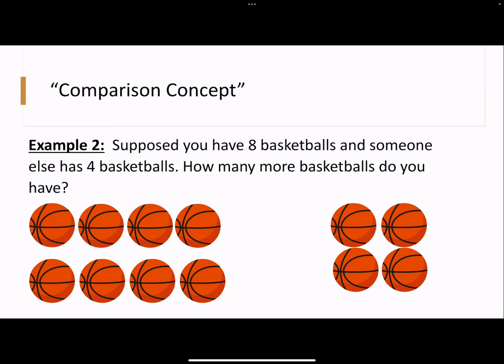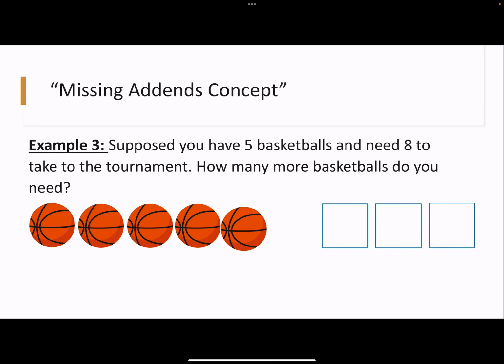The last concept that we want to talk about in subtraction is the missing add-ins concept. Example 3 says, suppose you have 5 basketballs and you need to take 8 basketballs to the tournament. How many more basketballs do you need? And you can see that I've put the 3 squares here so that students could see that they needed 3 more, so then that they could count up to 8. That is called the missing add-ins concept.